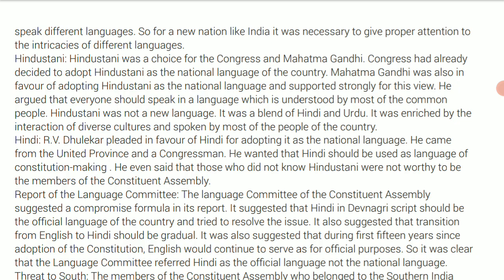R.V. Dhulekar, note the name R.V. Dhulekar, pleaded in favor of Hindi for adopting it as the national language. He came from the United Provinces, from Uttar Pradesh, I think, and he was a Congressman. He wanted Hindi to be used as the language of constitution making. He even said that those who do not know Hindi were not worthy to be members of the Constituent Assembly.